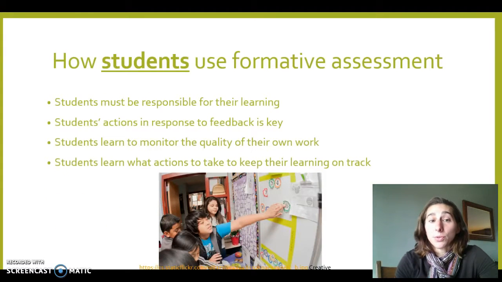Students, who really are the ones who are responsible for their learning, use formative assessment to act on the feedback that's given to them. They can learn to monitor the quality of their own work, and they can learn what actions to take to keep their learning on track in the future.